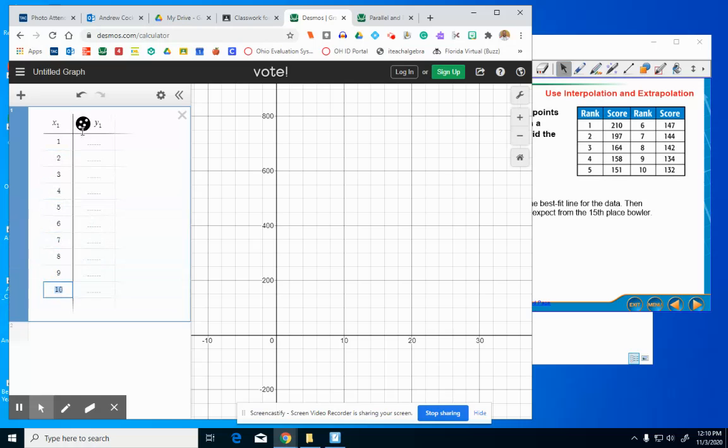Okay. So go ahead and put in 1 through 10 in your X column, and then in your Y column, start putting in those scores.